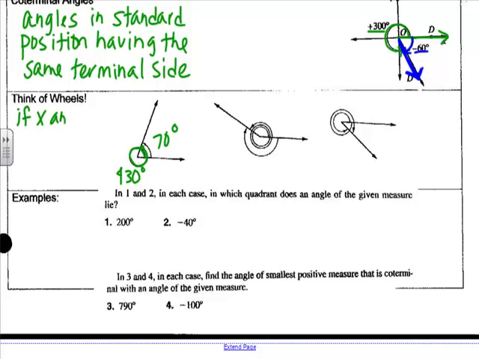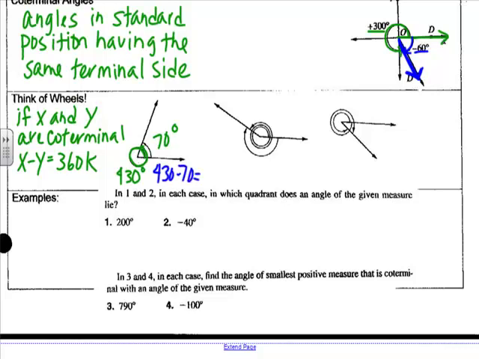If x and y are co-terminal, it will always be true that the difference between x and y is going to be some multiple of 360. So if I look at this first one here and I say, well, what's the difference between 430 and 70? Well, 430 minus 70, check this on your calc, is 360. So this k is just allowing it to be another multiple, because maybe it's a bigger multiple. In this case, k is 1, because 360 times 1 is 360.